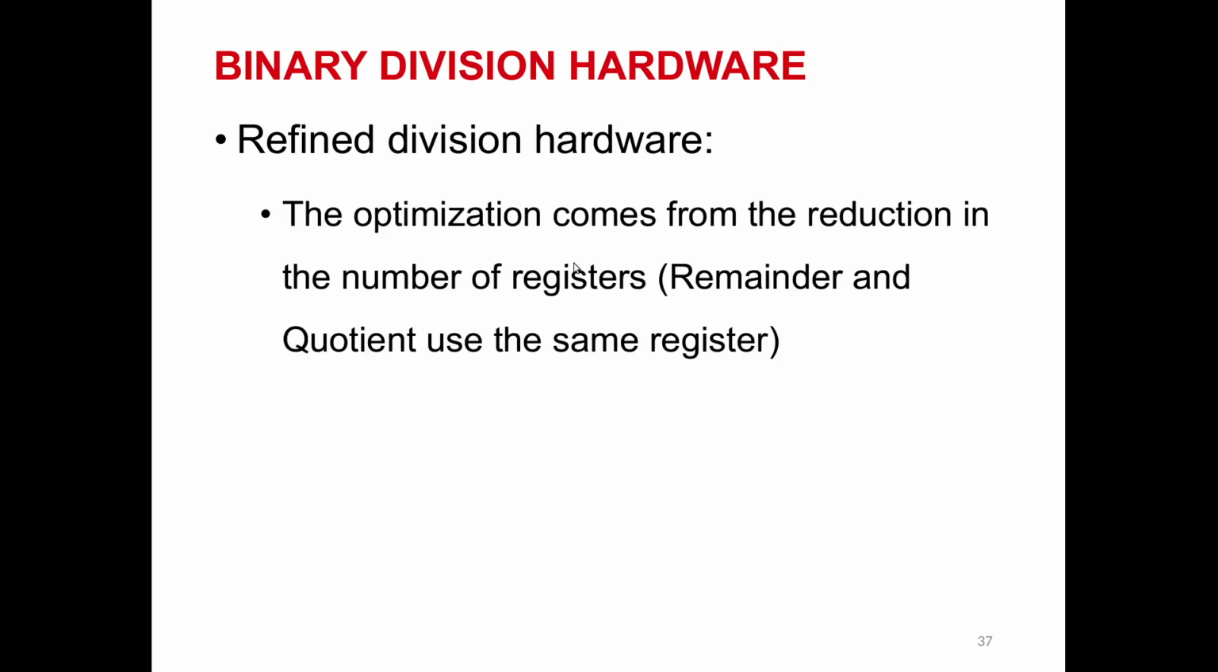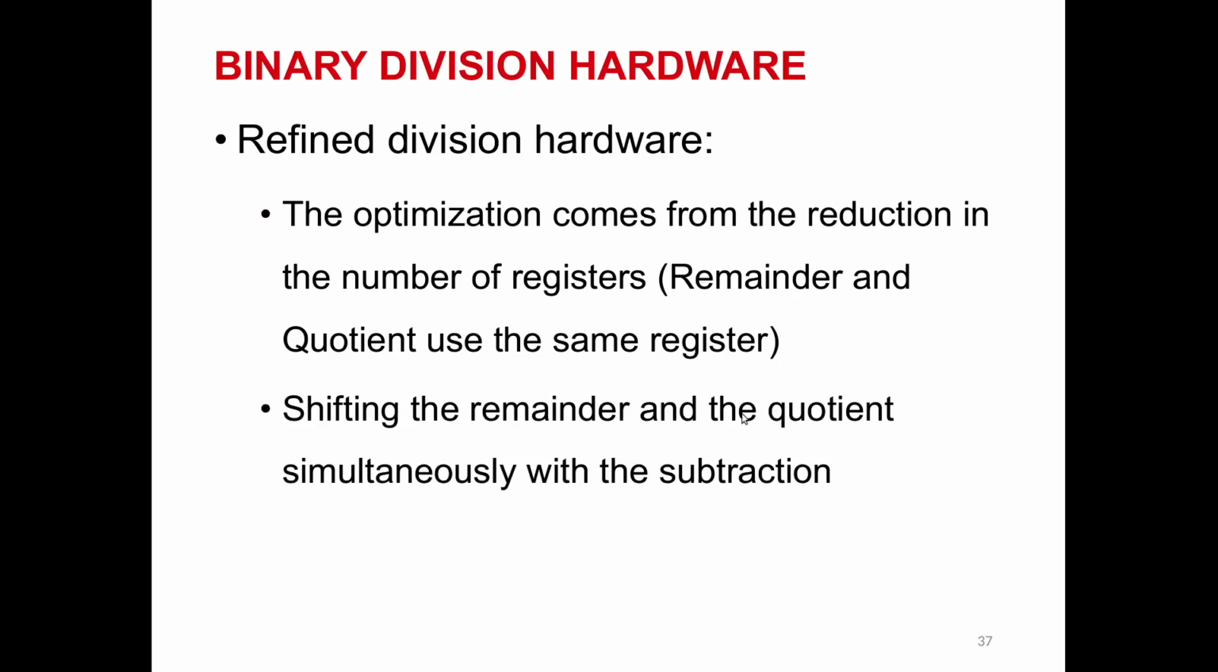We will go into the summary of that hardware. The optimization comes from the reduction in the number of registers. So in here you can see that the remainder and the equation registers are combined together and they use the same register. The equation will gradually replace the unused part of the remainder. We need to shift the remainder and the equation simultaneously with the subtraction between the remainder and the divisor.